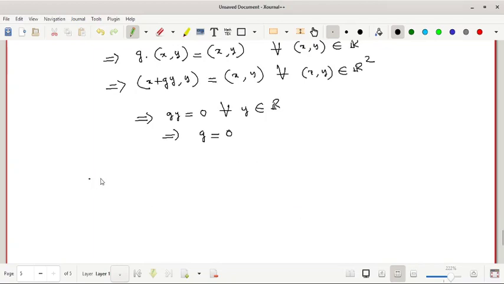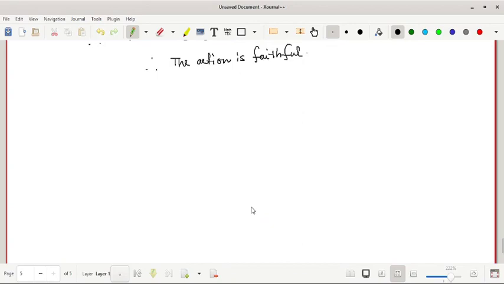Therefore, the kernel of pi is precisely 0, and therefore the action is faithful. Okay, the action is faithful. Now fix an element and find its stabilizer. So you give me any element in R2, anything you wish. Suppose (1, 1) is there in R2.